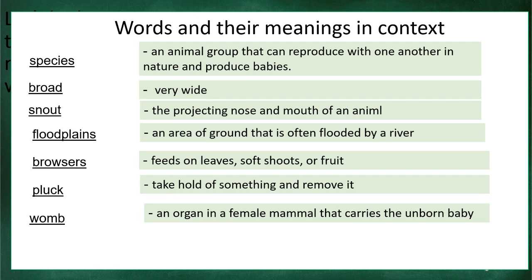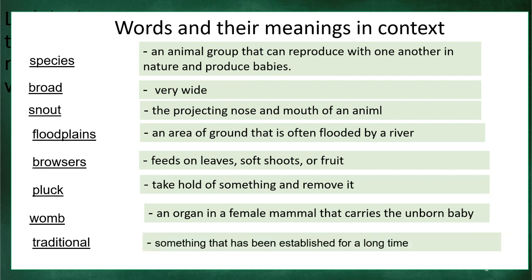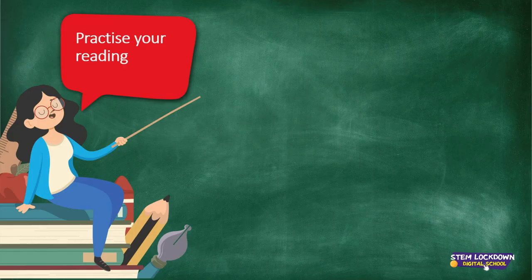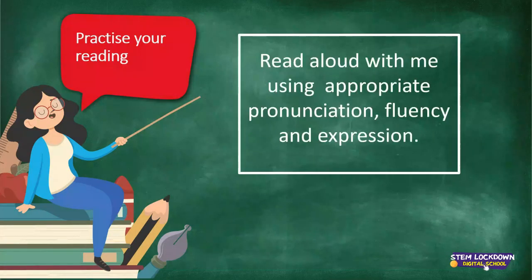Right, I think that's all my vocabulary that I want you to know. So, one more, traditional. Those horns are used for traditional Chinese medicine. What does traditional mean? It means something that's been established for a long time. Right, let's get going. I really want you to practice your reading with me.